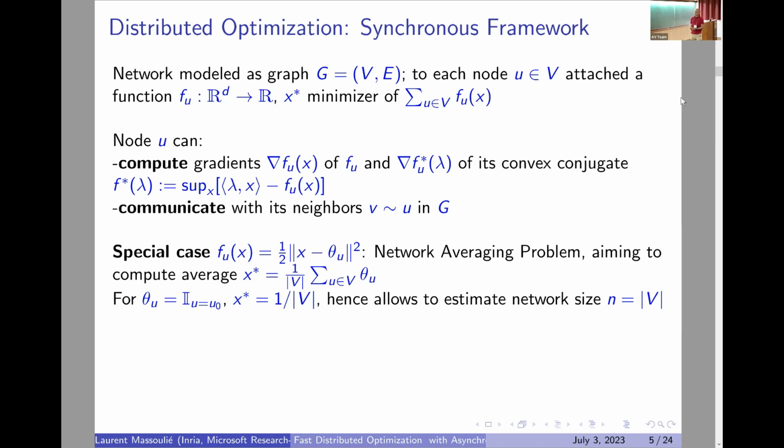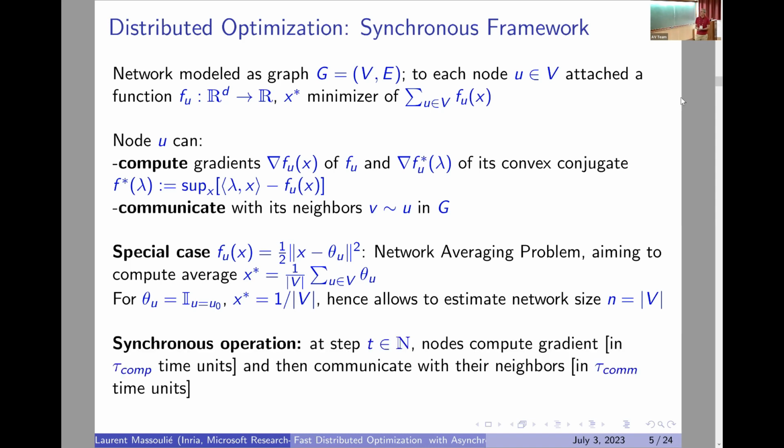So one way to do that is to have one specific agent, u, initialize a network averaging problem with its own private value being 1 and the others having 0 as their initial value. So you run the averaging problem, and then you end up computing the reciprocal of the size of the network.